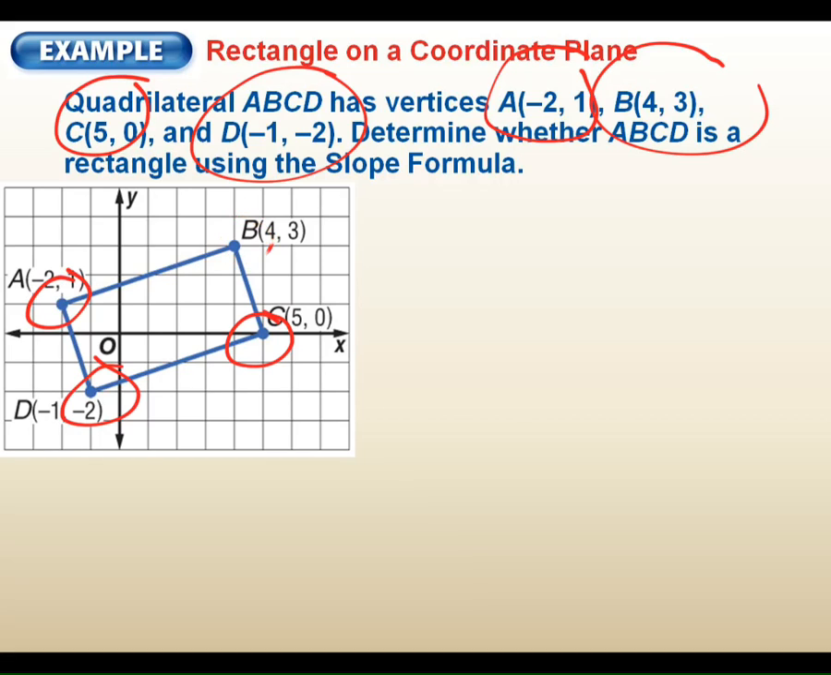Well, what's the relationship between 2 line segments and slope? Remember, parallel lines have the same slope. What do perpendicular lines have? Remember that? Opposite reciprocals, right? So if we can find the slope between each pair of these sides, and they are all opposite reciprocals, then it's going to be a rectangle.